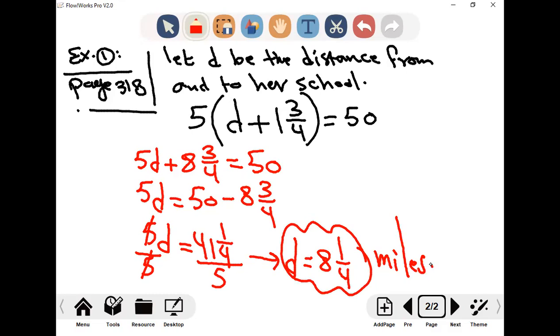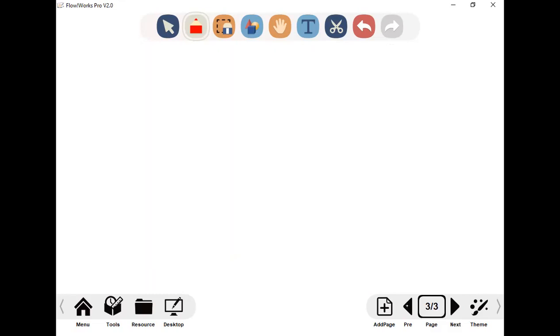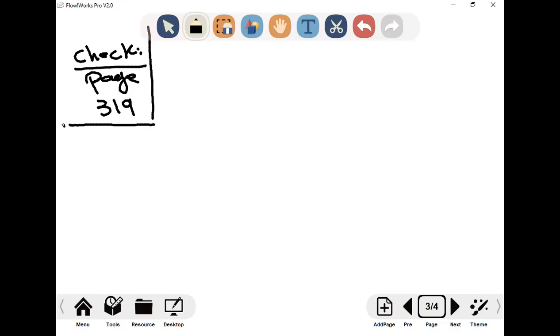Do you understand the example? Yes. Are you sure? Yes. Do you understand the question? Yes. But let's go to the check now. After example one, we have a check. This is example one, right? Yes. So the check of example one, page 390. Now, in the check, you have two parts. The first part, you will select the correct equation. Second part, you will solve the equation. Got it? Yeah, let us see part A.